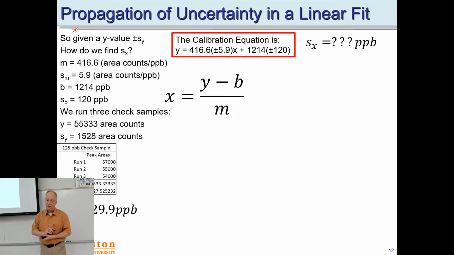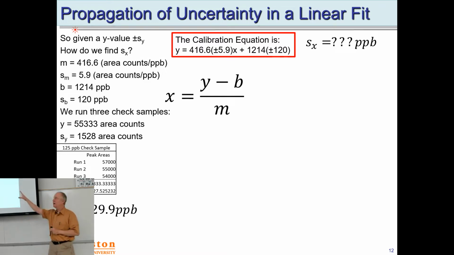So what do we have here? We have an equation, x equals y minus b over m. And when we look at our propagation of uncertainty table, we have a row that's addition and subtraction, and we have a row that's multiplication and division. And this problem has both in it. So it's just a two-step problem. Once again, it's not hard, it's just tedious. You just got to work your way through each individual step.